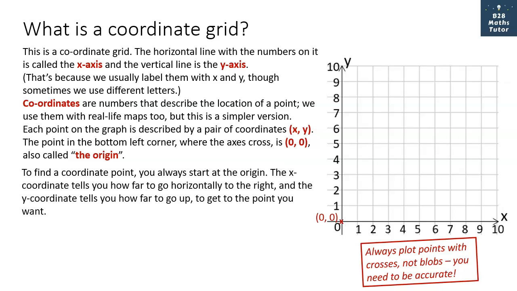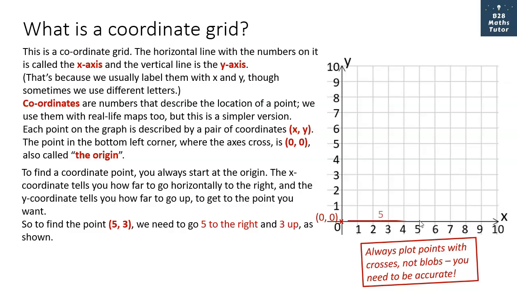When you're finding a coordinate point, you always start from the origin. The x-coordinate tells you how far to go horizontally to the right. And the y-coordinate tells you how far up to go to get to the point you're looking for. So for example, if we were looking for the point 5, 3, we'd start at the origin and we'd go 1, 2, 3, 4, 5 to the right and 3 up, like that. So our point 5, 3 is here.